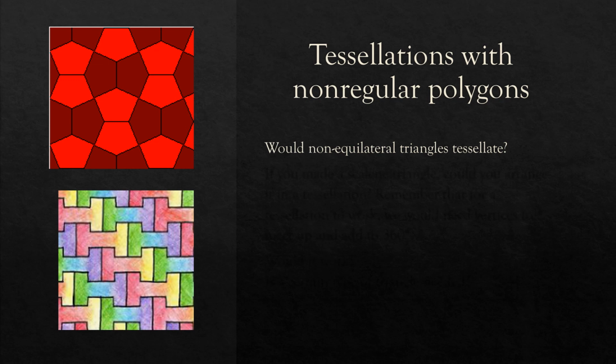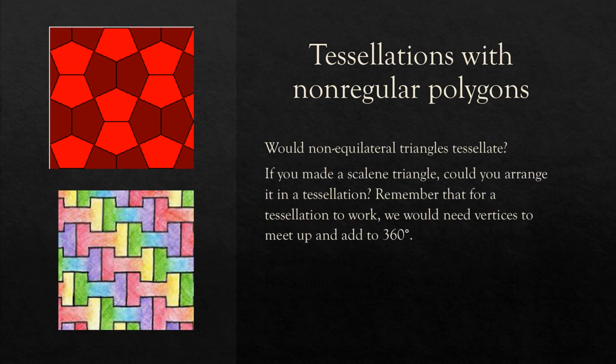So we had talked about regular polygons and which ones we can tessellate. And remember, those were triangles, squares, and hexagons. But what about non-regular polygons? Could we tessellate a non-equilateral triangle? If you made a scalene triangle, could you arrange it in a tessellation? You could try this out by drawing a scalene triangle and cutting it out a few times.